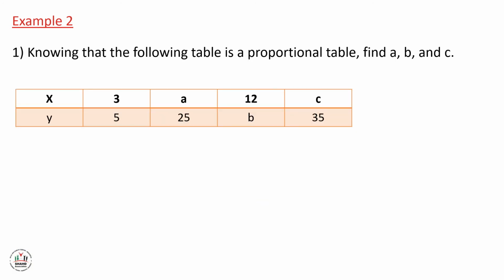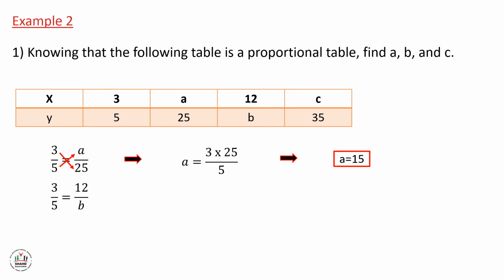Example 2. Knowing that the following table is a proportional table, find A, B, and C. Now, it's given that this table is proportional, so we want to use the idea of proportionality in order to find the unknown values A, B, and C. So we know that these four fractions are equal. 3 over 5 is equal to A over 25. Now we can do cross multiplication to find the value of A. So A is equal to 3 times 25 over 5.